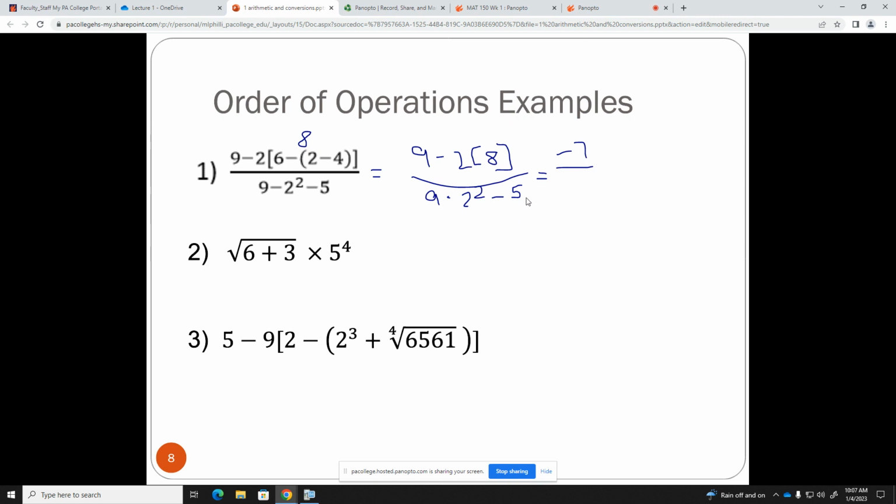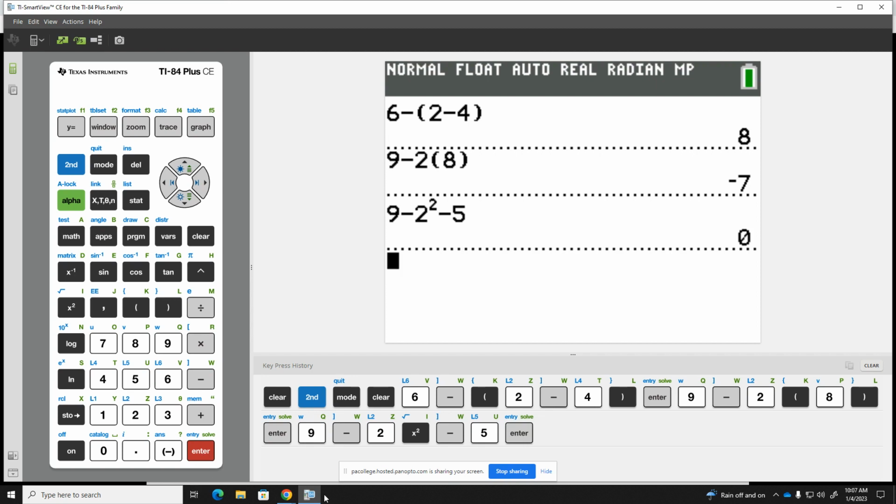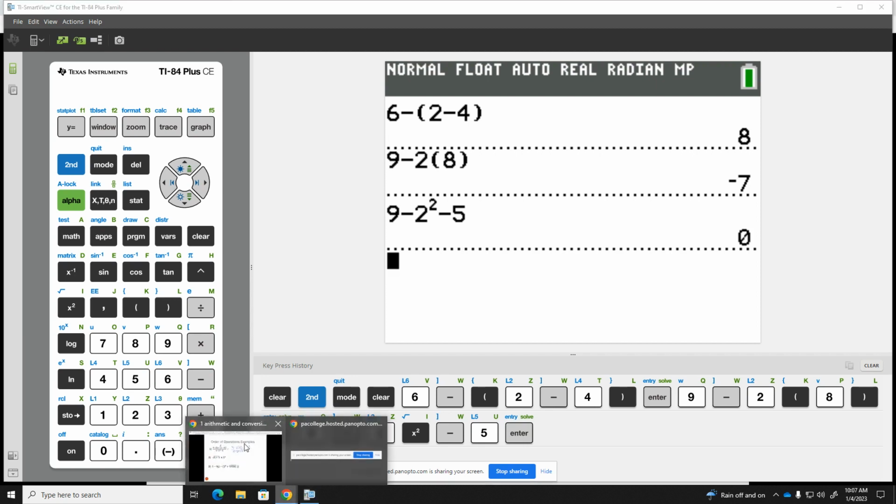And my calculator is going to handle all of this, so I'm going to just type this into my calculator. We had 9 subtract 2 squared, and we have that squared key, so we're not using the up arrow here, just the squared key. And then we have minus or subtract 5. We hit enter, and we get that the denominator there is 0.